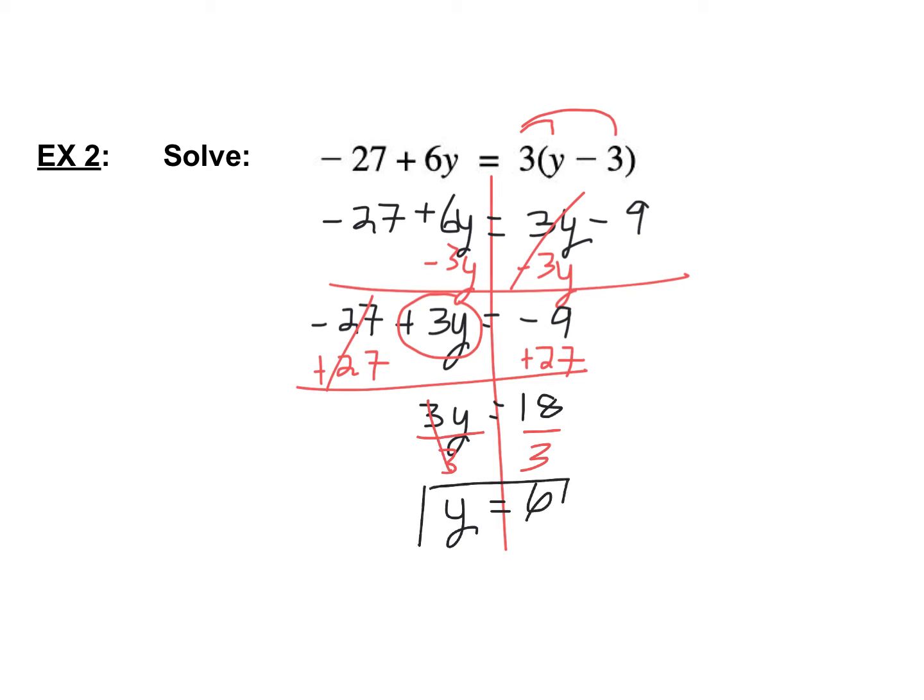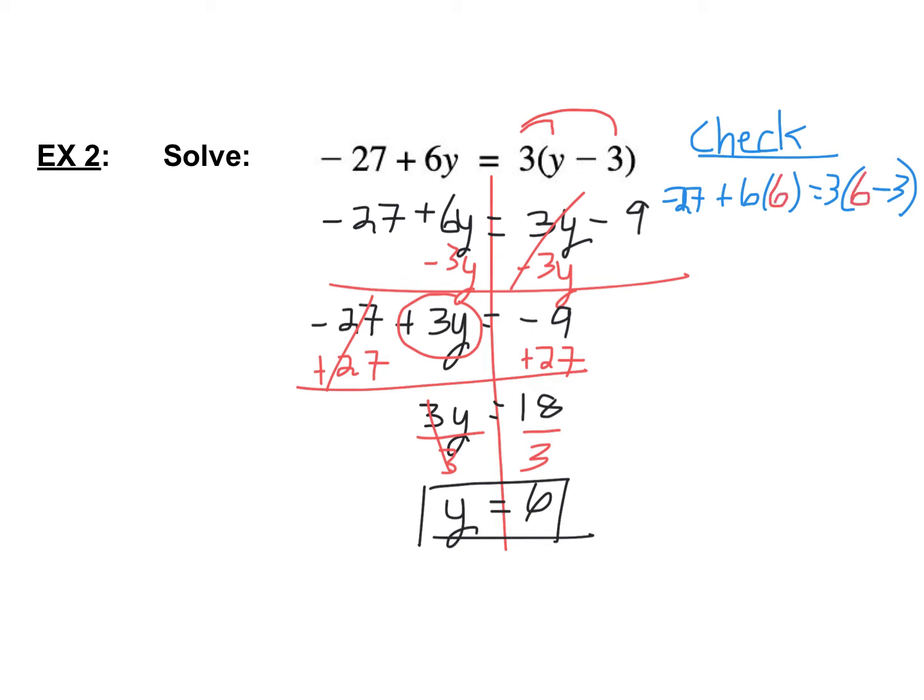So let's check this solution. So here's my check. Okay, so I don't have very much room here, so I'm going to try to squeeze it in. Negative, whoops, that's a 27. Plus 6, instead of y, I'm going to put in our value, equals 3 times, and then I have a minus 3 here. I'm going to squeeze that in. So then in place of our y's, I'm going to put in a 6 here and a 6 here.